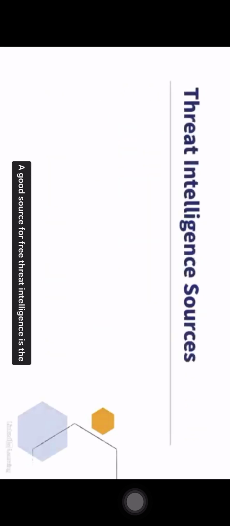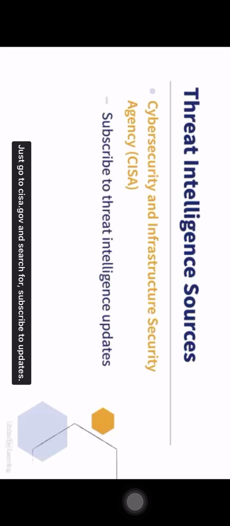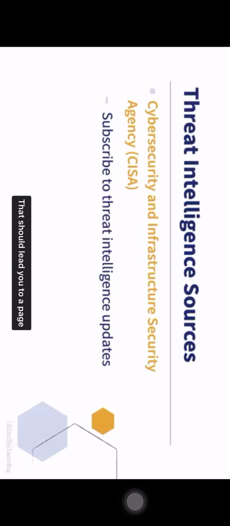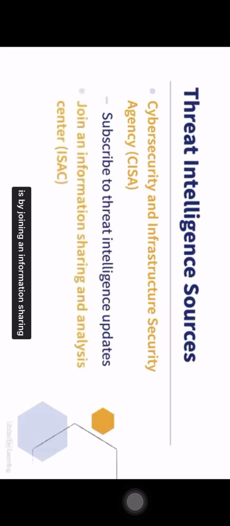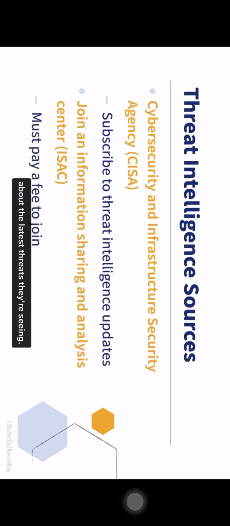A good source for free threat intelligence is the Cybersecurity and Infrastructure Security Agency, or CISA. Just go to CISA.gov and search for Subscribe to Updates. That should lead you to a page where you can get threat intelligence updates through RSS feeds, social media, and email. Another source of threat intelligence is by joining an Information Sharing and Analysis Center, or ISAC. These are industry-specific organizations where all members agree to share information about the latest threats they're seeing. There's a fee to join an ISAC, though.